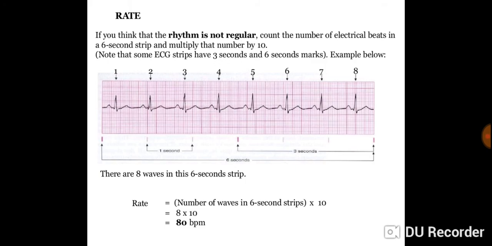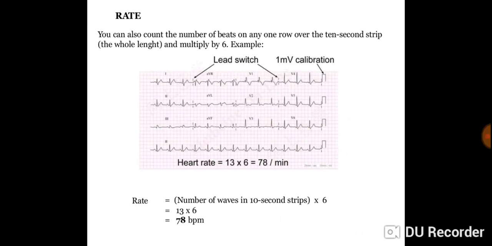But what happens if the rate and the rhythm are not regular? Then a good method is to count the number of R waves in a 6-second strip. How many boxes is 6 seconds? It's 0.2 seconds for each big box, so 5 boxes for a second and 30 boxes for 6 seconds. So in 30 big boxes on the x-axis, you count the number of R waves, and then multiply it by 10 to make it 60 seconds. So if you're getting 8, you multiply it by 10, and you've got 80 as the rate per minute.